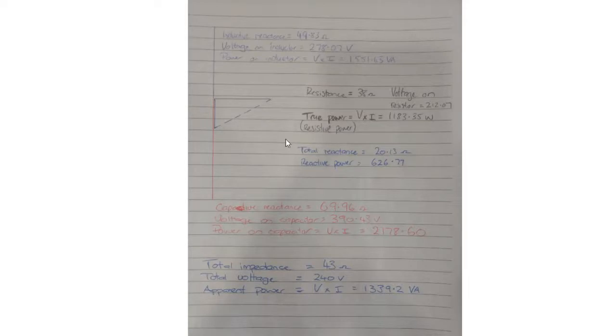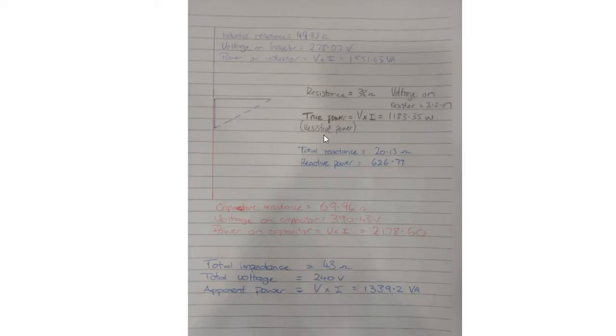Here I've got total reactance, so that's the inductive and capacitive components. In red, I've got the values for the capacitor, and at the bottom I've got the total values: total impedance, total voltage, and apparent power. That's my apparent power there, the hypotenuse of that triangle.